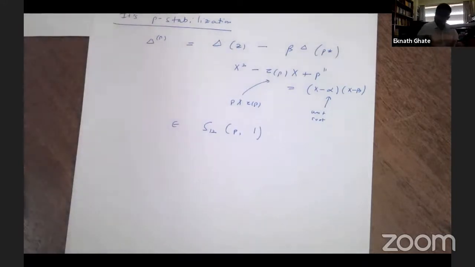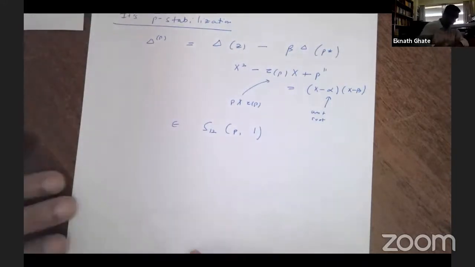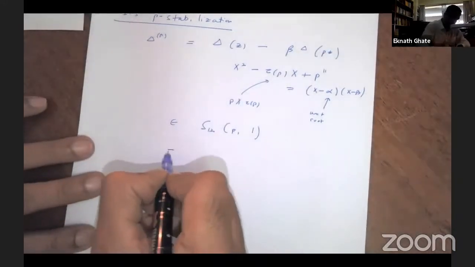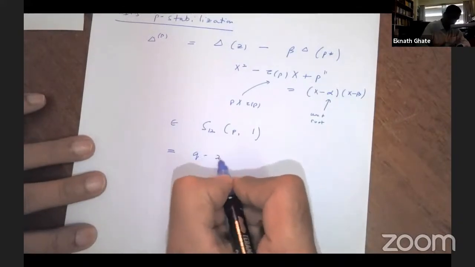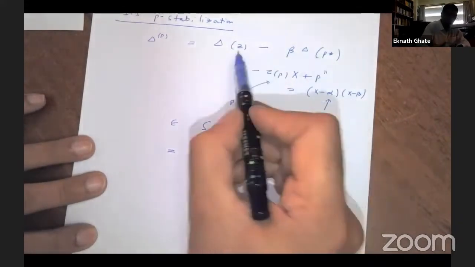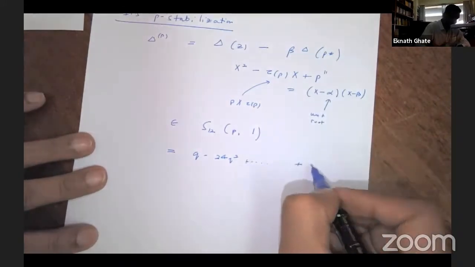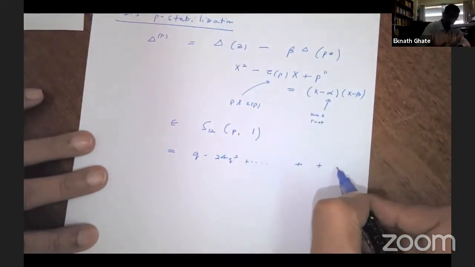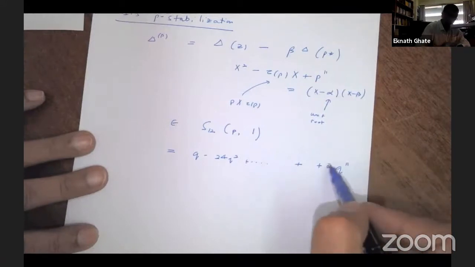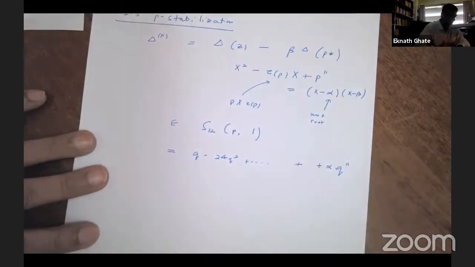Well, it's exactly the same as the other one. So it is q minus 24q squared. You see, the q-expansion doesn't change much, it only changes at p. So exactly the same as the other one, but what happens at the 11th Fourier coefficient is you get alpha times q to the 11. This number alpha was the root of this.